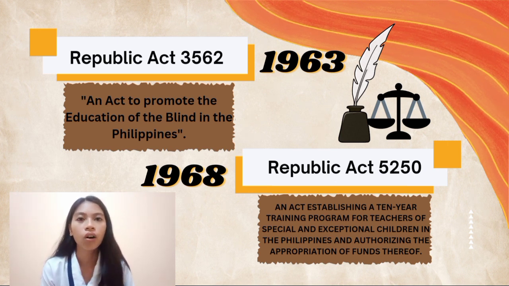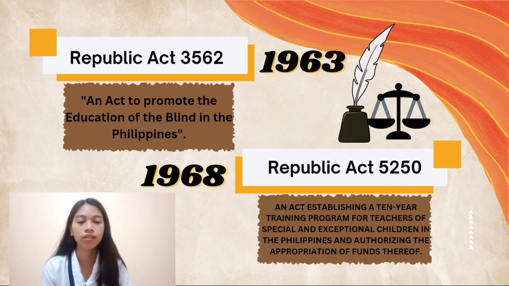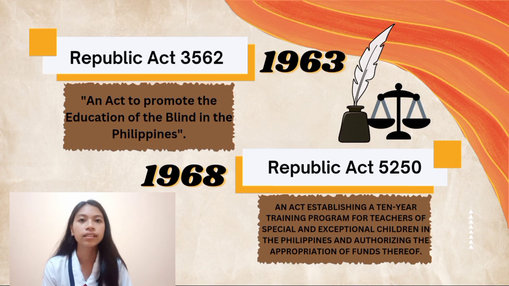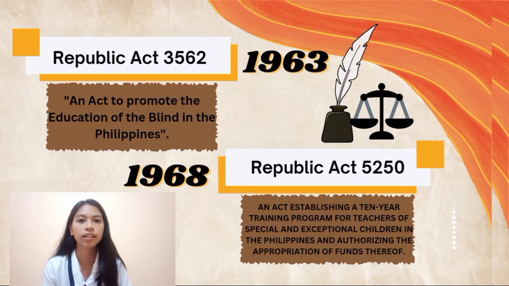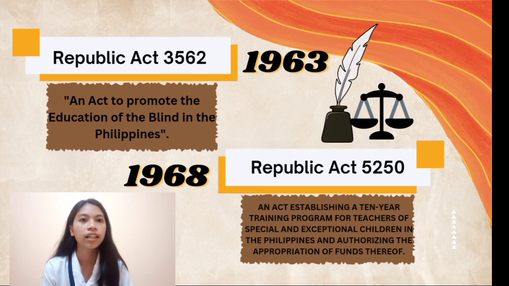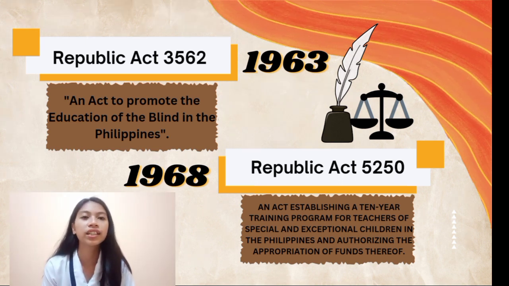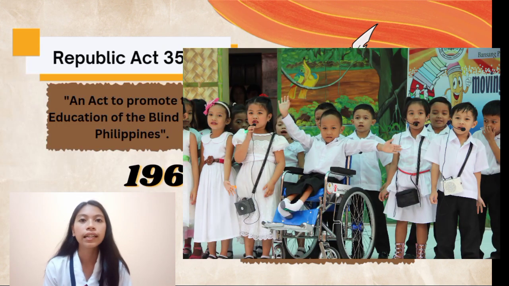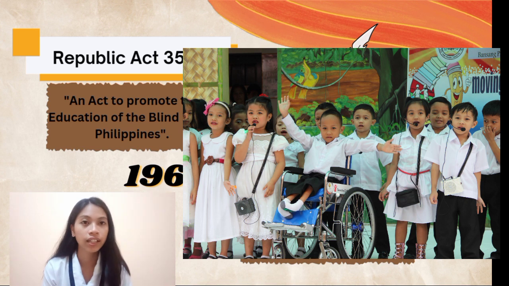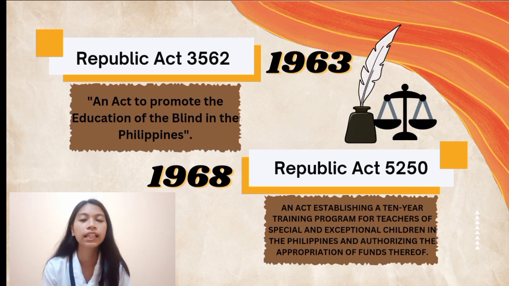The next law is the 1968 Republic Act number 5250. It is an act establishing a 10-year training program for teachers of special and exceptional children in the Philippines and authorizing the appropriation of funds thereof. The term special and exceptional children shall include the mentally retarded, the crippled, the deaf and hard of hearing, the speech handicapped, the emotionally and socially disturbed, and the gifted.